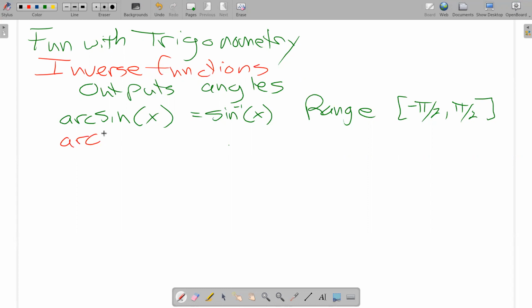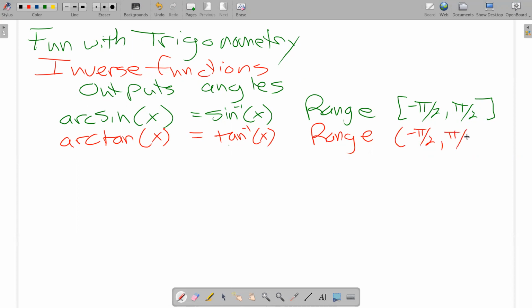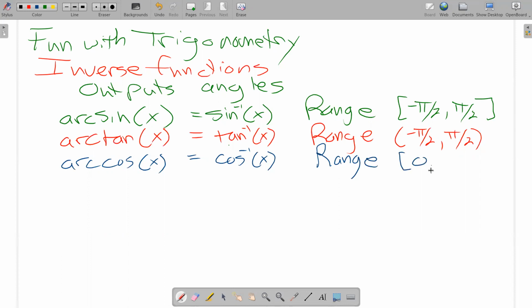The arctangent is similar, also known as the tangent inverse, but it does not include endpoints because of asymptotes. And then the arc cosine, also called the cosine inverse, has a very different range. Its range is from 0 to pi, including the endpoints.